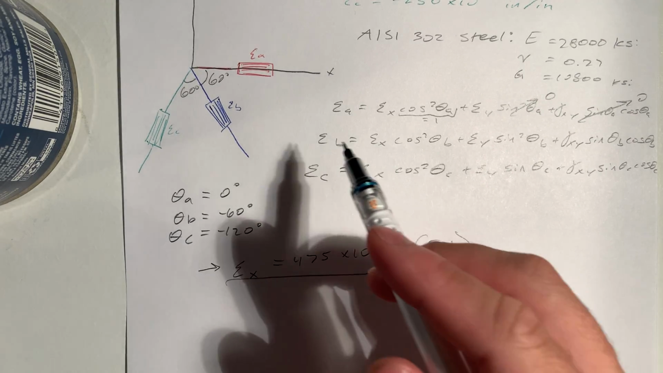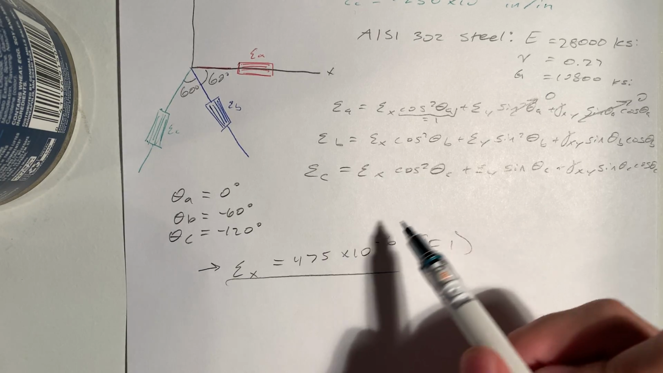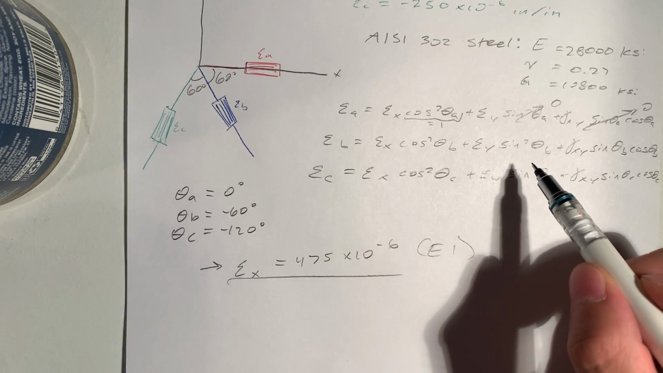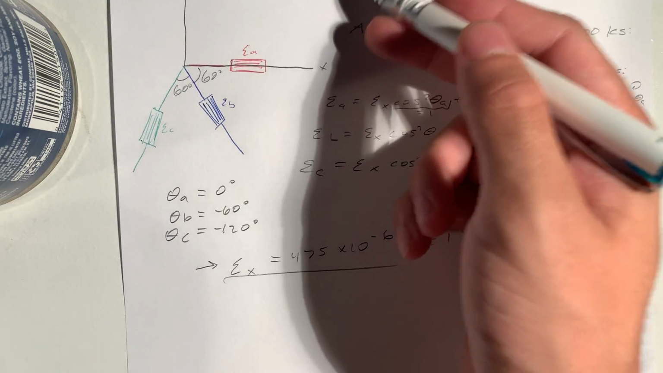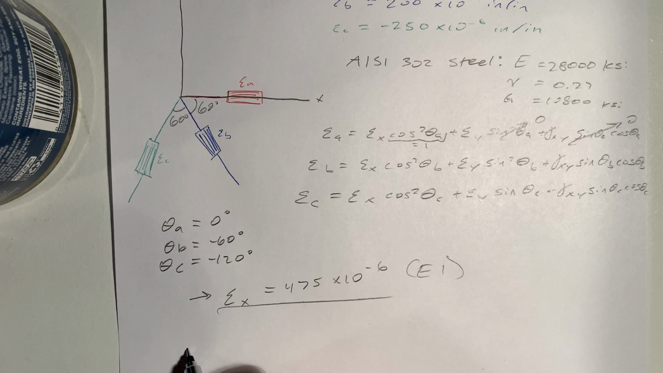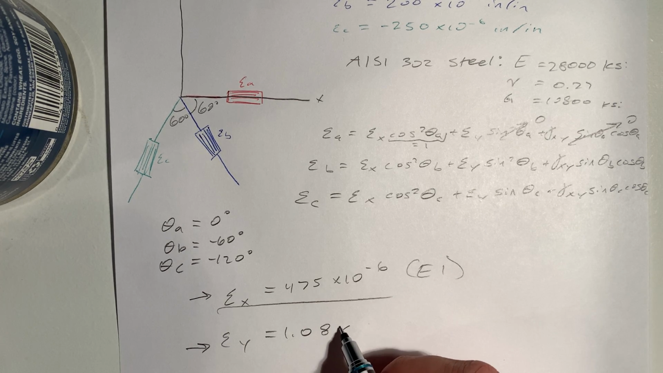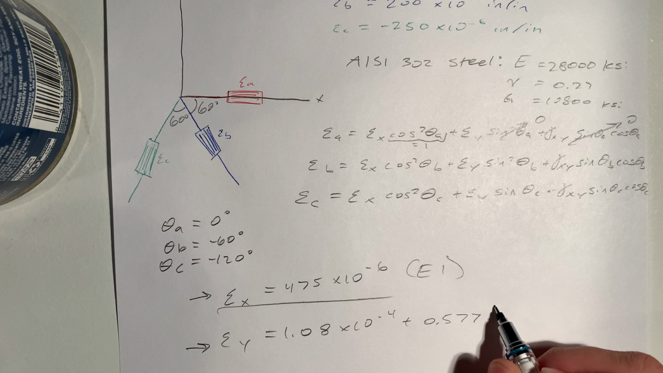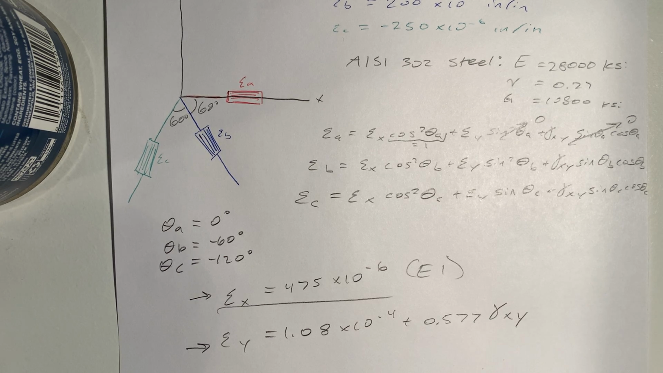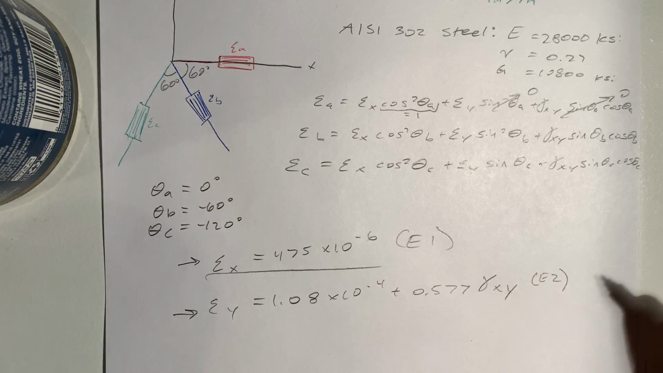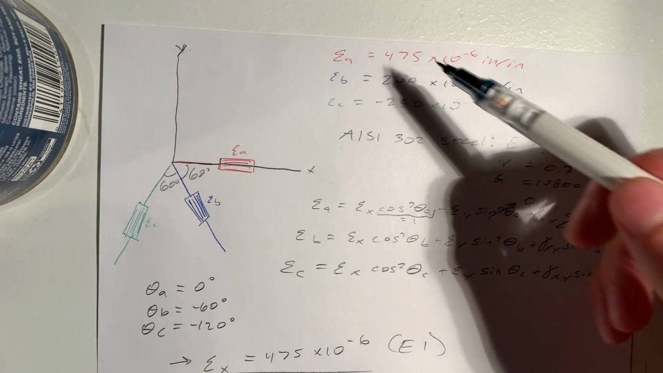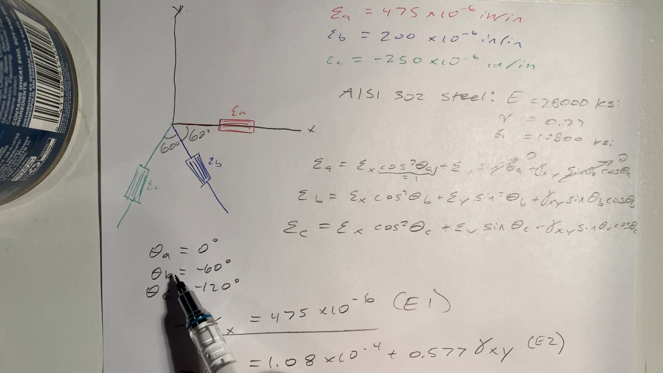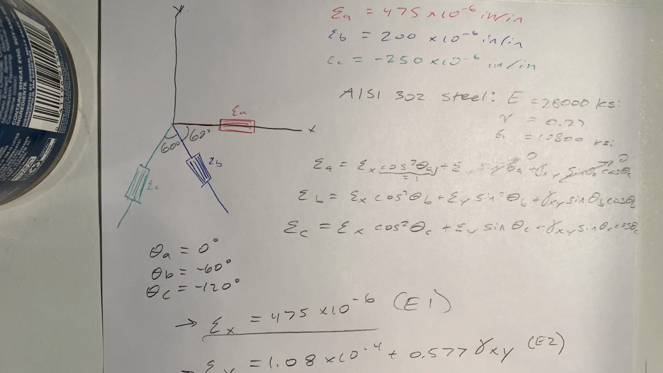Now we're going to do the same thing for epsilon B, plugging in negative 60 for theta B into this equation. That yields epsilon y times 1.08 times 10 to the negative 4 plus 0.577 gamma xy. Gamma xy is our shear strain. So we'll call this equation 2. This was taken just from plugging in your epsilon B and theta B into this equation, which yields what we see here.